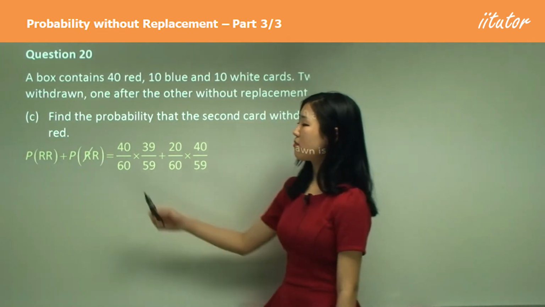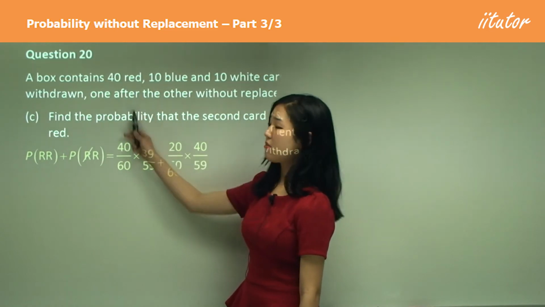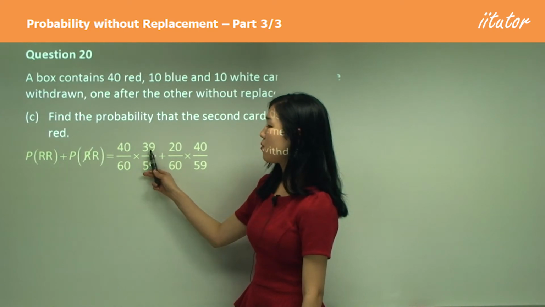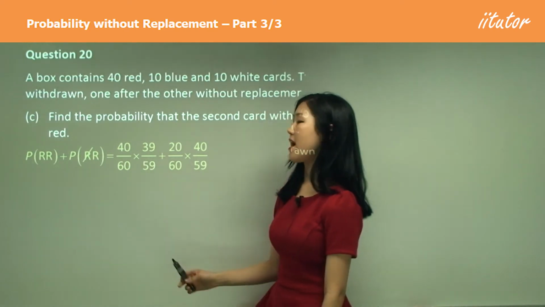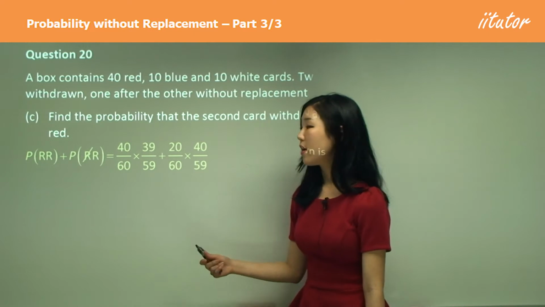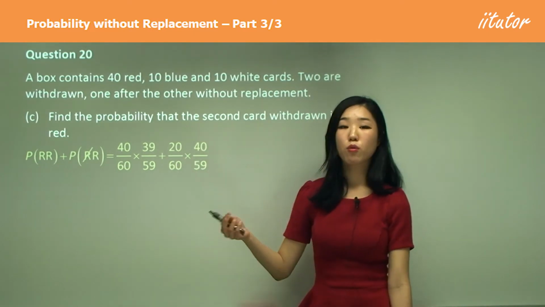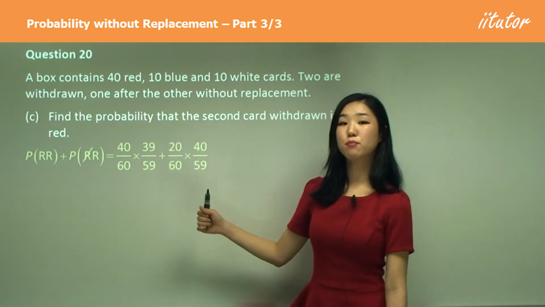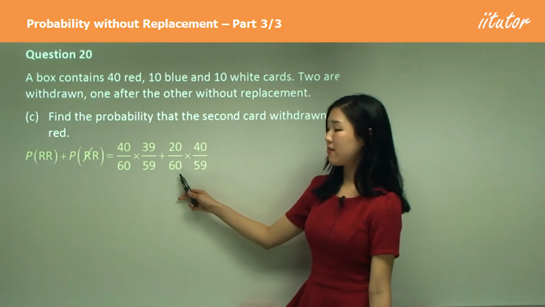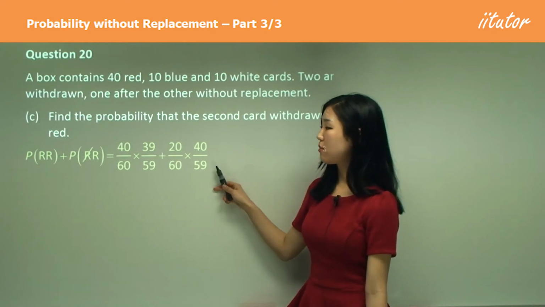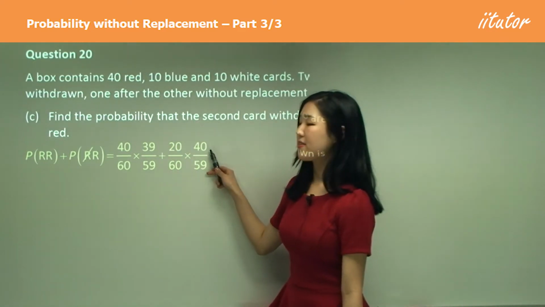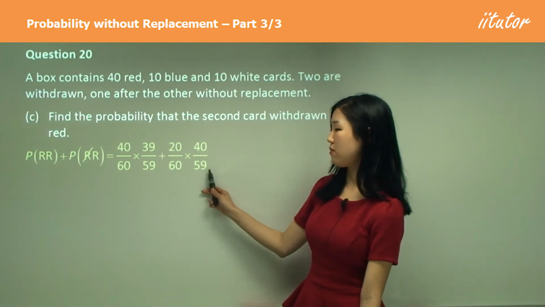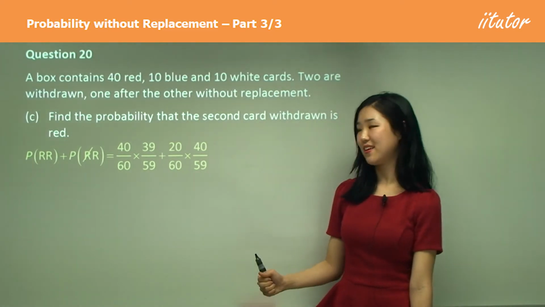So the second one could be a blue or a white, right? When the first one is red, there's 40 red out of the 60, so it's 40 out of 60 for the first pick. And the second one will be 1 less from top and bottom, which is 39 out of 59. Or the first card could be a blue or a white, so there's 10 blue and 10 white, so 20 out of 60 for blue or white. But we want the second one to be red, so there's 40 red, but it's going to be out of 59 because I've already picked 1 for my first pick, so it will be only 59 left, which is 1 less than 60.